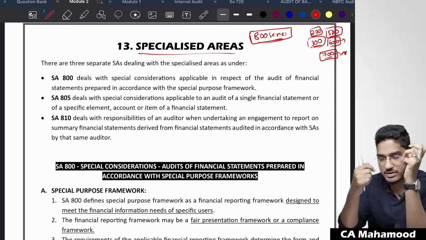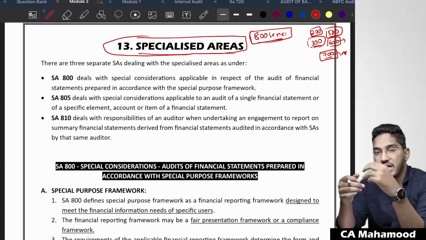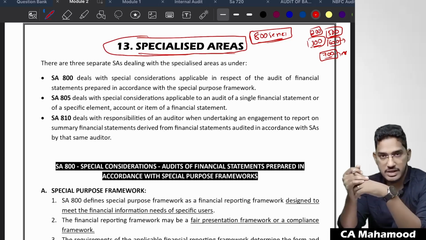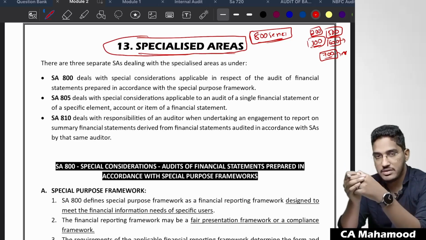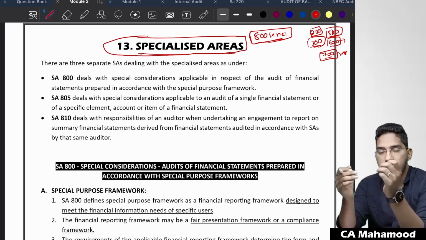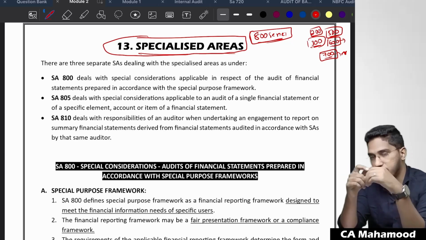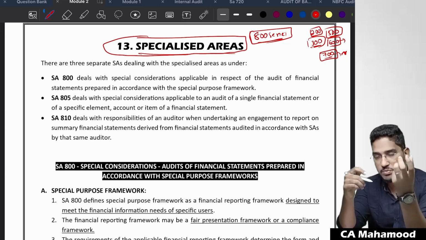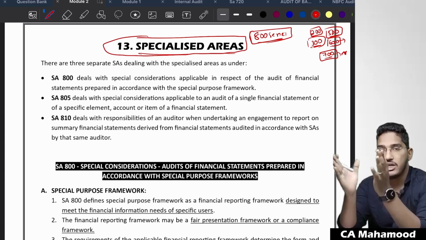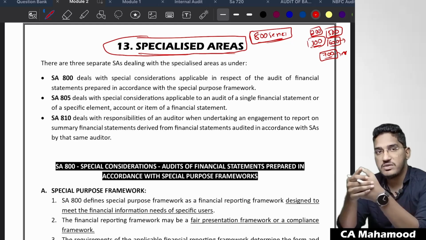So the title of the chapter itself says specialized areas. Sometimes a chartered accountant in practice will be called upon to take up some special kind of audit assignments. If you are such a practicing chartered accountant, what things you have to follow, what guidance you need, what is expected from you, how your opinion should be, what precautions you have to take, all that guidance has been given under the 800 series. So we are talking about audit of specialized areas.